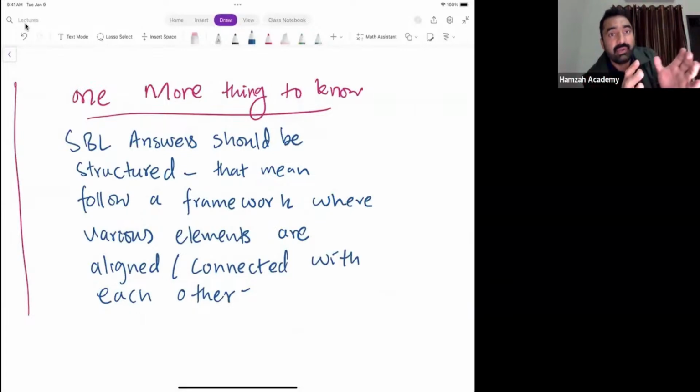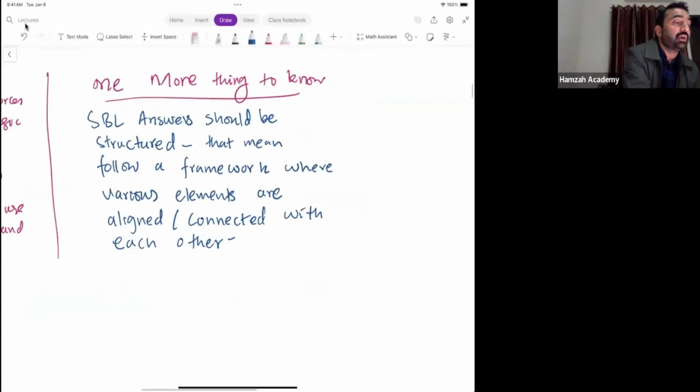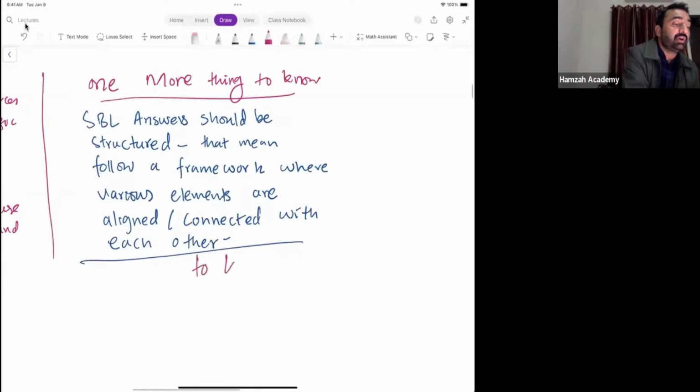But keep in mind that all these elements should be aligned with each other or connected with each other. This is very important, that the components of the model should be connected to each other. If each element has little connection with the others, this may not offer a clear picture of the answer. So make sure that different elements are connected with each other to have a clear picture of the solution offered.